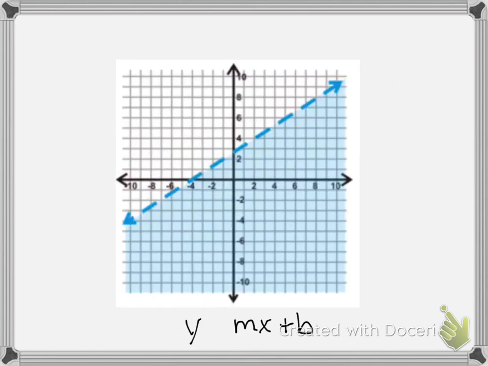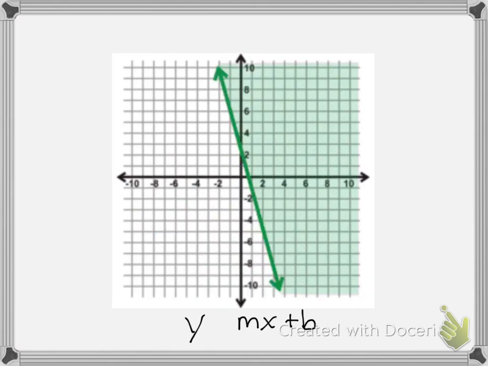Let's look at another example. Same one, but this time it is shaded below. How I can tell is that if I draw an arrow straight down from the line that's on the graph, it's going to be in the shaded area. And remember from the cheer, if it's less than, shade below. If it's greater than, shade above. So since it's shaded below, it's going to be less than. And again, since it's a dotted line, there's no equal to.